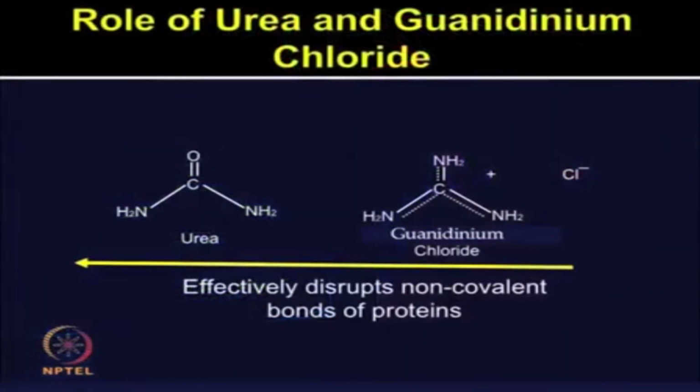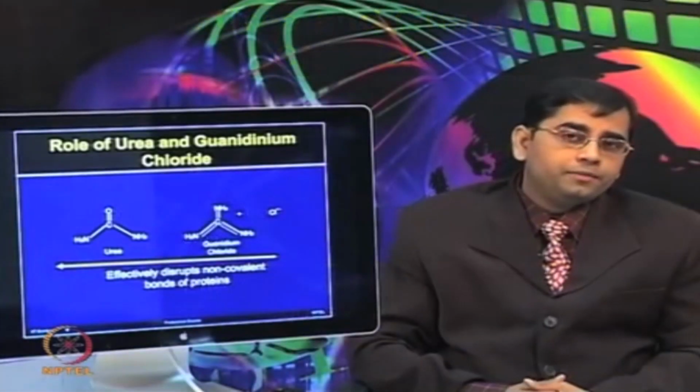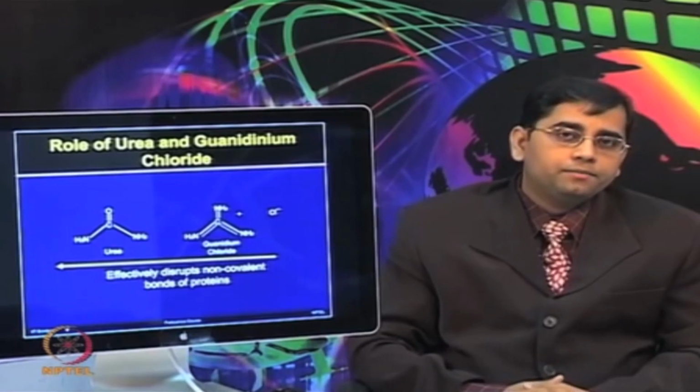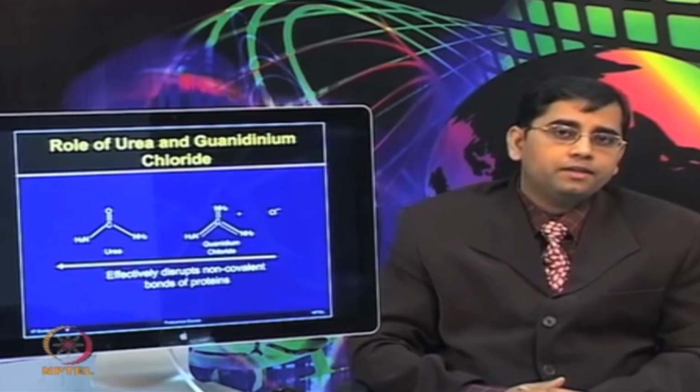So, what is the role of urea and guanidinium chloride? Urea is an organic compound which has 2 amino groups joined by a carbonyl group, and it is used at a concentration of around 6 molar for denaturing proteins by breaking the non-covalent interactions. Both urea and guanidinium chloride can effectively disrupt the protein's non-covalent interactions.